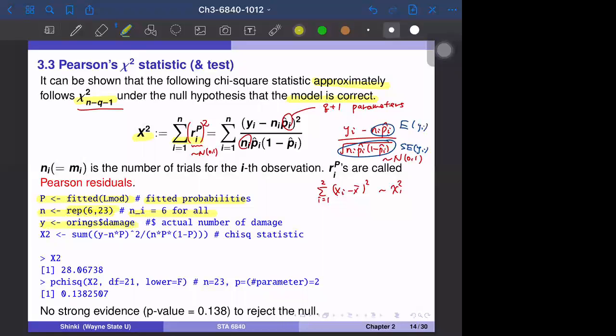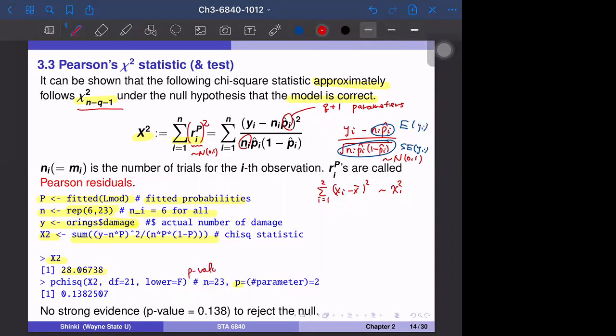Then the actual observed numbers are given by the damage variable, where y ranges from 0 to 6. So this is a 23-dimensional vector. Then chi-square is calculated by this formula. So the chi-square statistic becomes 28.06. And if we want to calculate the p-value, so this is the p-value.